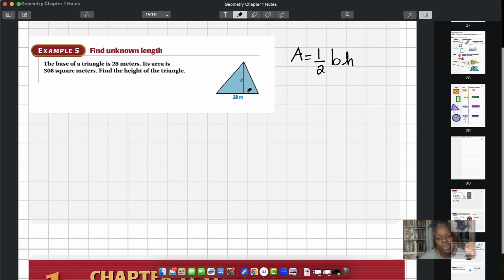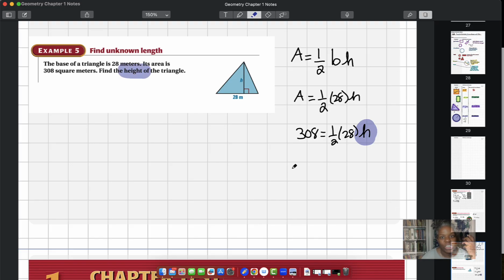What you're going to do is put in the given information, and then we're going to figure out what we need to find. The first thing they said is that the base is 28. So I'm going to rewrite this formula with 28 in there for the base. The next thing I'm going to do is recognize that they also gave me the area, which is 308 square meters. So I'll rewrite the formula now with 308 added in there. Now that I've done that, I see that my only variable left is the one that we're looking for, which is the height. That's a good thing because I know how to solve this equation, and so do you.